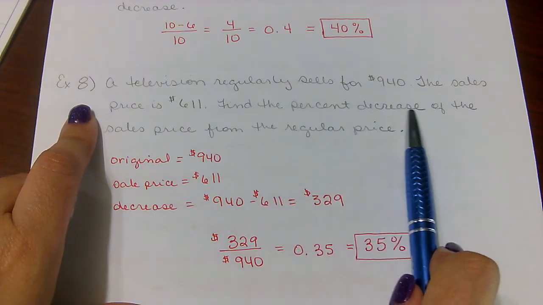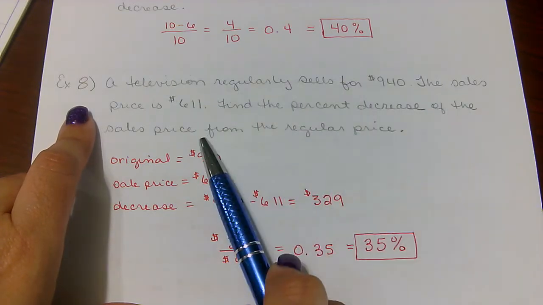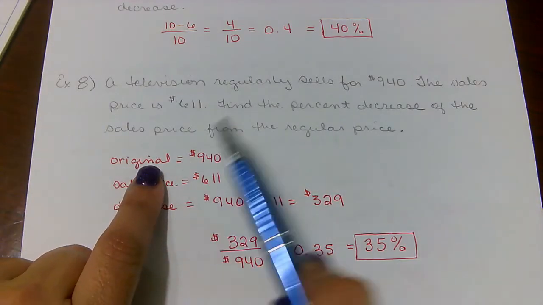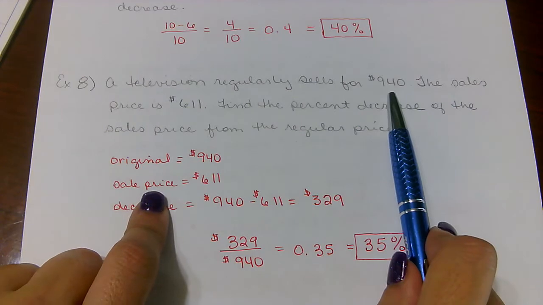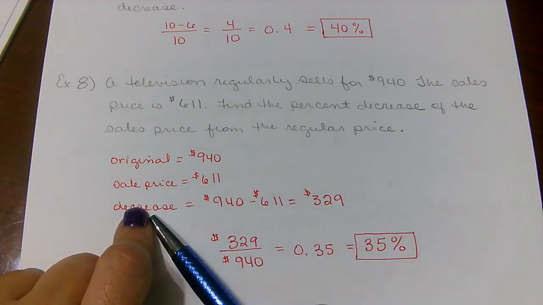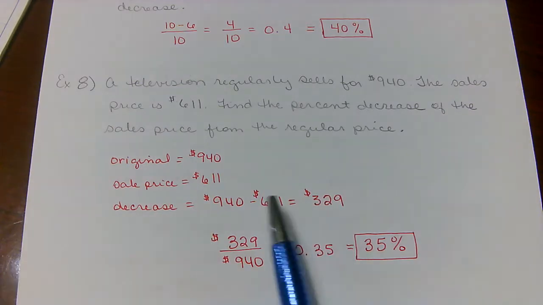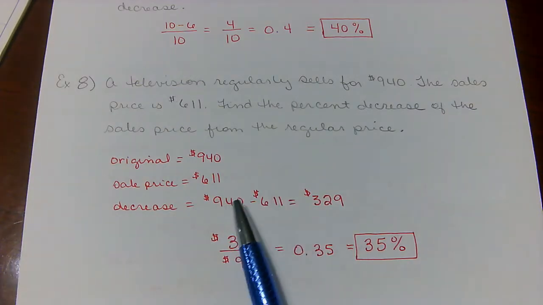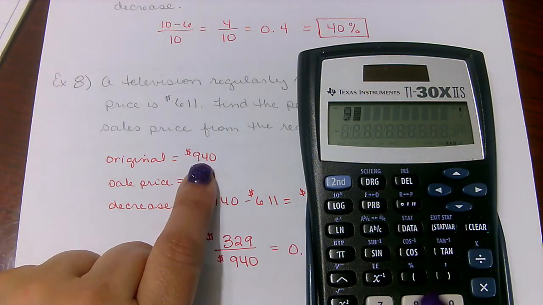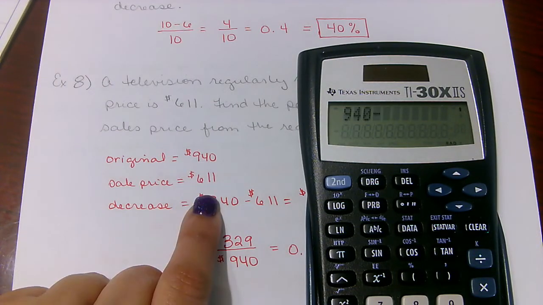It's already telling us it's a decrease of the sales price from the original value. So here I put the original value was $940. The sales price was $611. Remember, the thing I want to know is how much it's changed. What is the difference between these two numbers? All I did was put 940 minus 611.